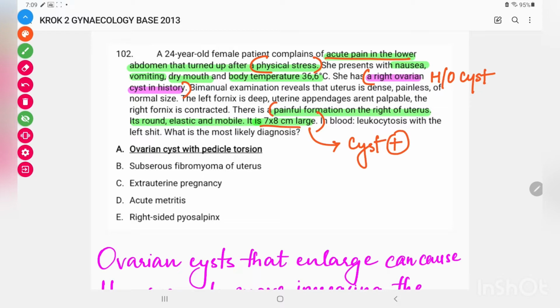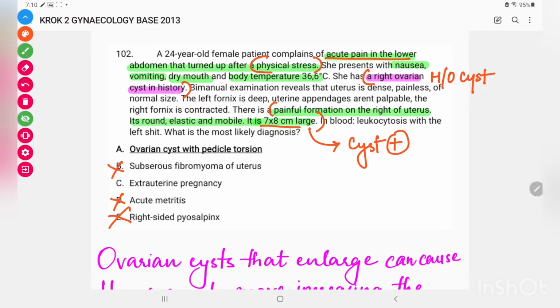So first of all, right-sided pyosalpinx. So this is basically infection of the right-sided ovary. In that case, obviously pain, rise in temperature, all will be there. But in this particular case, cyst formation is clearly mentioned, which will help us to rule it out. Acute metritis is again an infection which can be easily ruled out because there is a history of cyst. And also in current ultrasonography we are able to visualize the cyst as well.